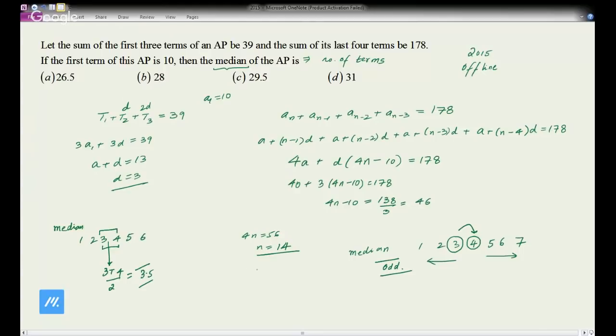So that means what will happen? Seventh and eighth, or sixth or seventh. Tell me now, which are the two terms that you should take? These two terms, 7 and 8, if you take their average, will give you the median value. Got it? So what you will do is T7 plus T8. This is the answer.